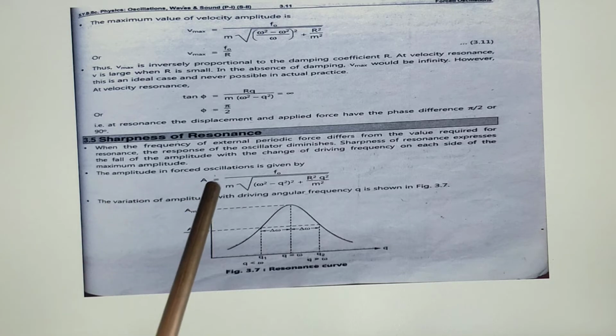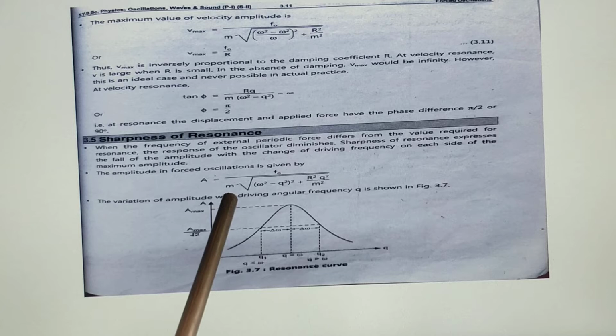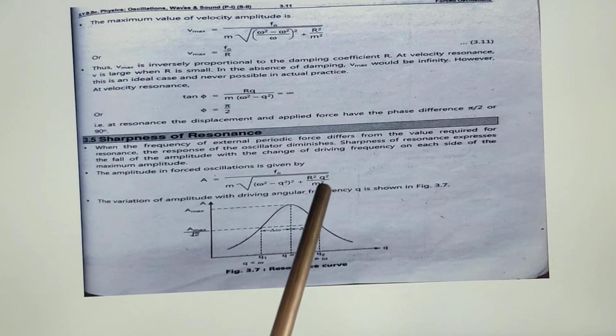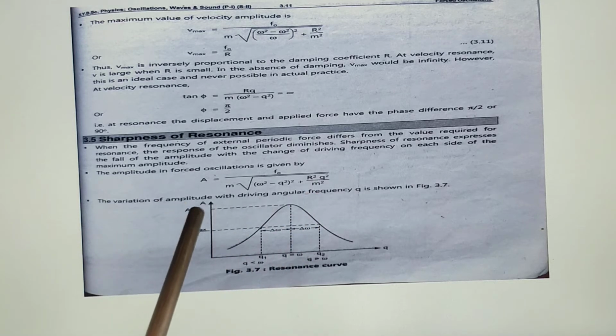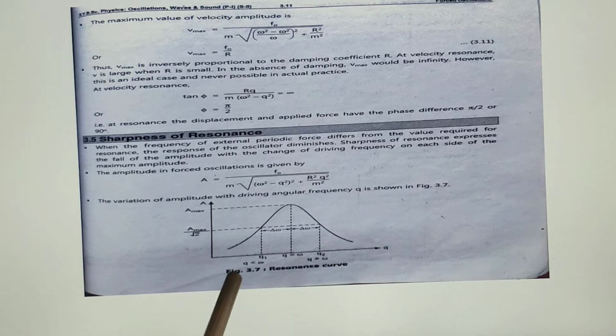The amplitude in forced oscillation is given by the equation A equal to F naught upon M root of omega square minus q square, bracket square, plus R square q square upon M square. Okay. The variation of amplitude with the driving angular frequency q is shown in this curve.